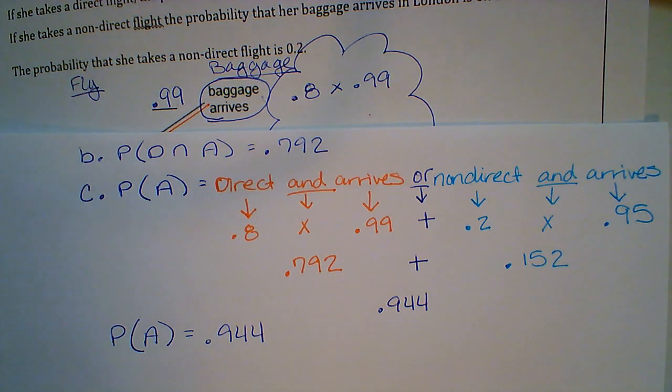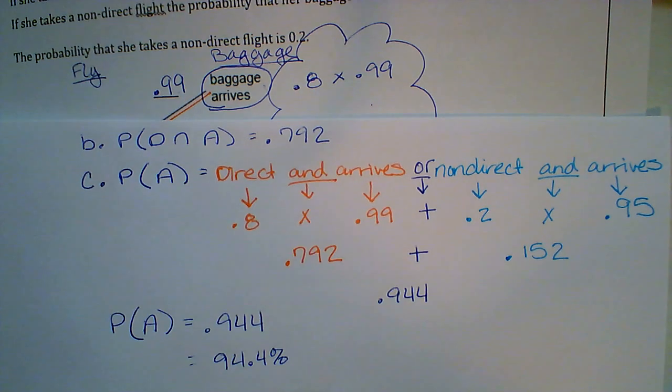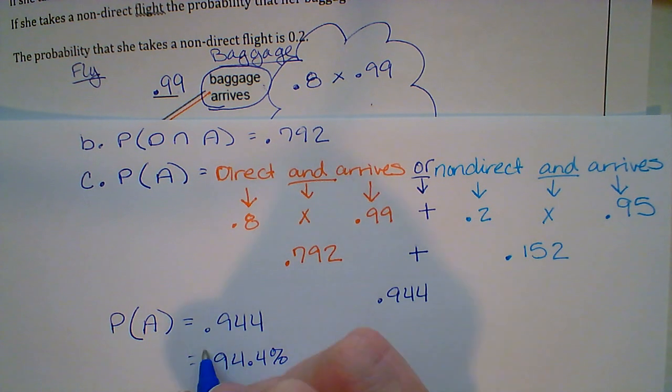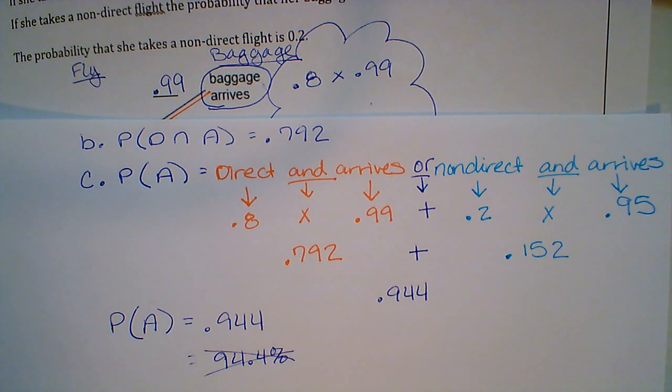0.944 probability. It's really tempting to write that as 94.4%. Technically, that's not incorrect. You're not going to get marked off for that. But when we're talking about probabilities, we usually just leave it as 0.944.